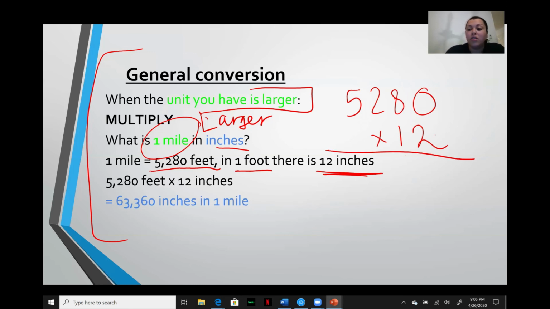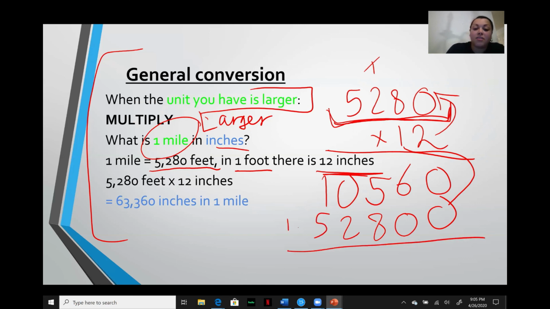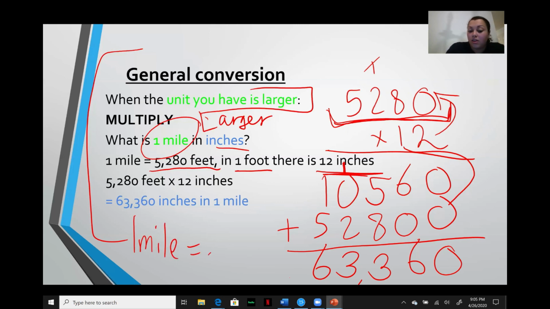2 times 0, 2 times 8 is 16. 2 times 2 plus 1, 2 times 5. And then now this one is really a 10, and 1 times anything is itself. So I'm just going to copy this whole thing down here. So I have 0, then 8, then 2, then 5. Then I add them. These are partial products. 0, 6, 13, 3, and 6. So that means that 1 mile equals 63,360 inches.